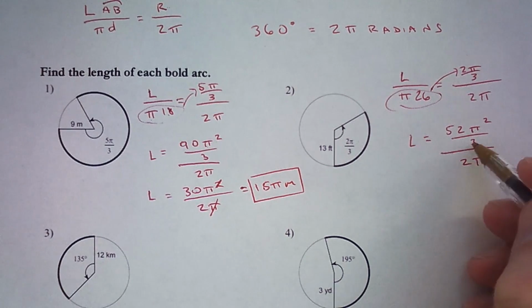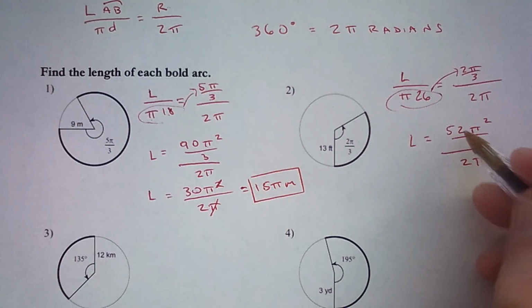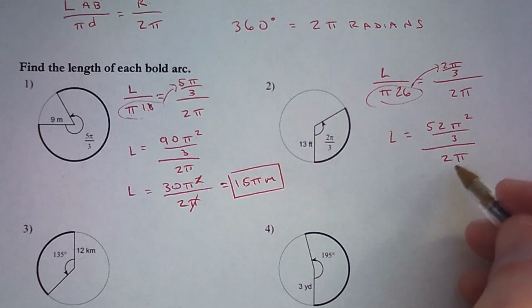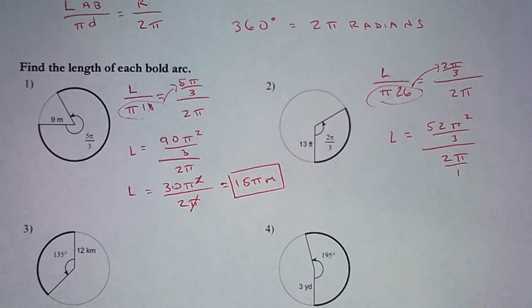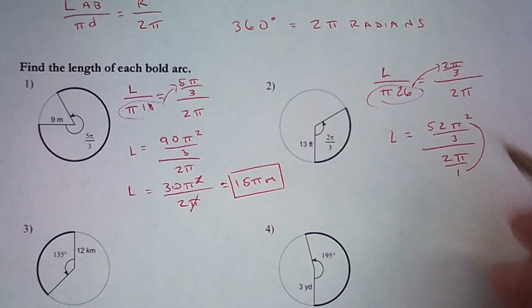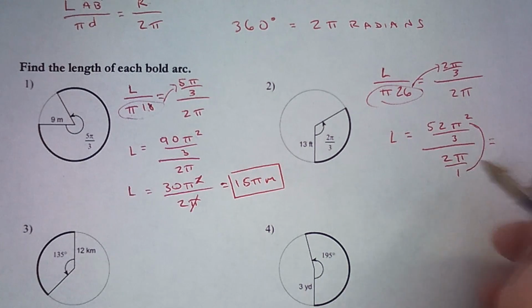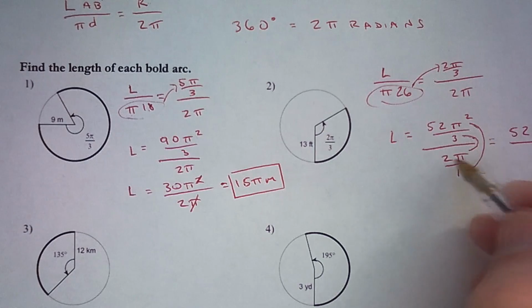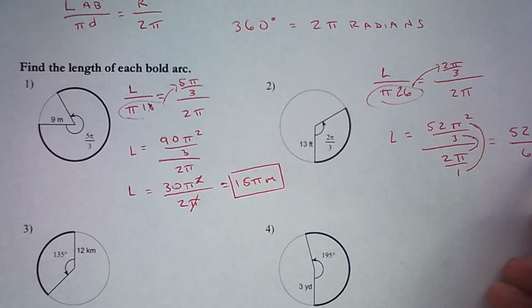Now in this case, 3 does not go into 52, so I'm not going to be able to simplify 52 over 3. But what I can do is put this right here over 1, and this is my favorite way to divide fractions. If I multiply this outer loop here, I get the numerator. So I get 52 pi squared times 1, and then the denominator is this inner loop here, 3 times 2 pi, and that is 6 pi.